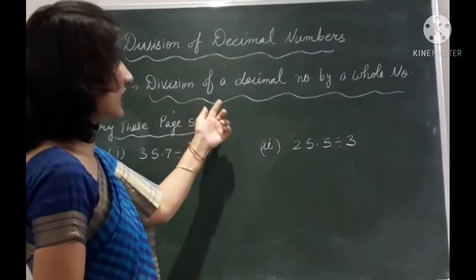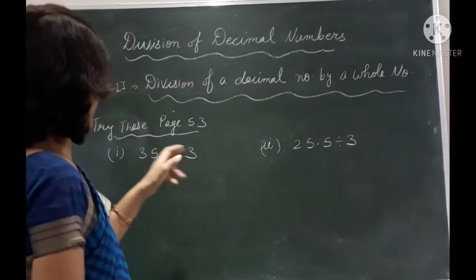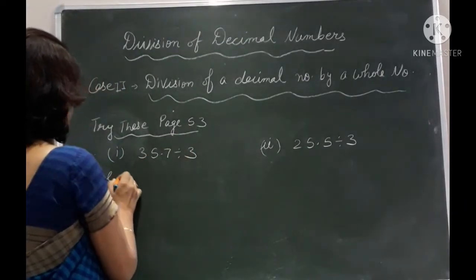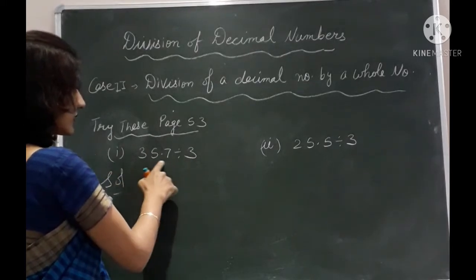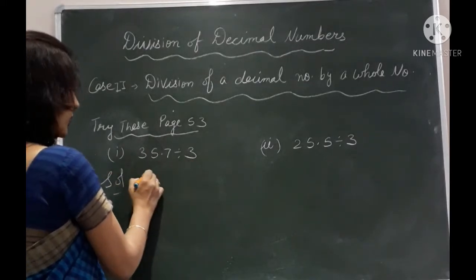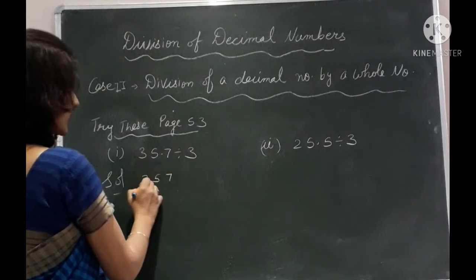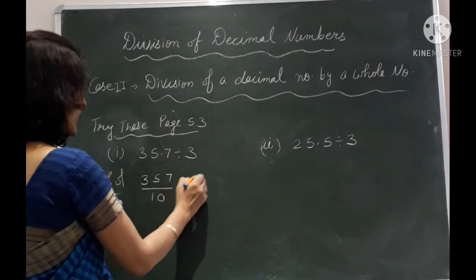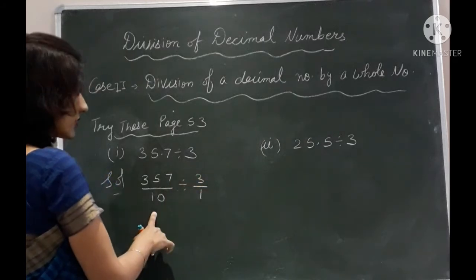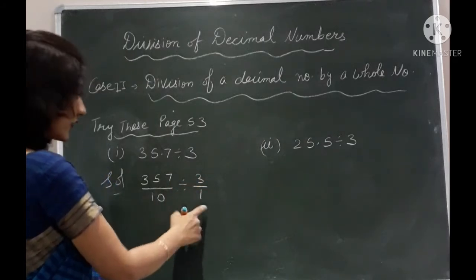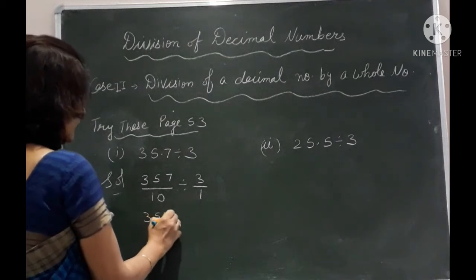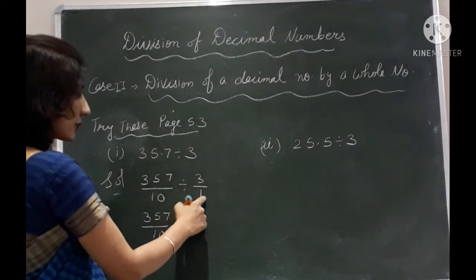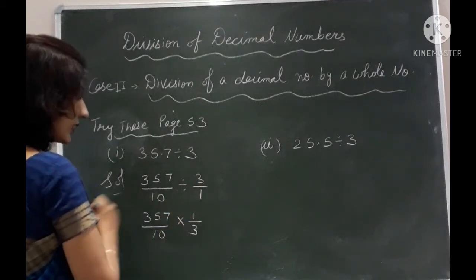Division of a decimal number by a whole number. See, try this of page 53. I have taken the first and the second part. First part is 35.7 divided by 3. This is a decimal number divided by a whole number. So nothing you have to do, just remove the decimal and change it to a fraction. This will become 357 upon 10 divided by 3 by 1. Now the question has become a fraction divided by another fraction, so this you have already learned. So 357 by 10, the division sign changes to multiplication, and the reciprocal of the second fraction will be 1 by 3.